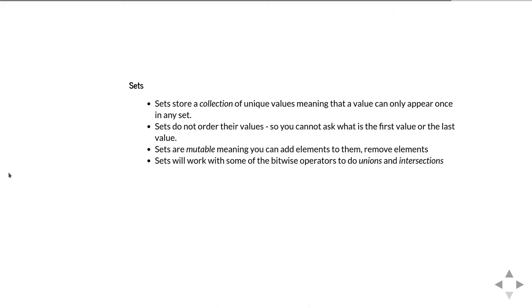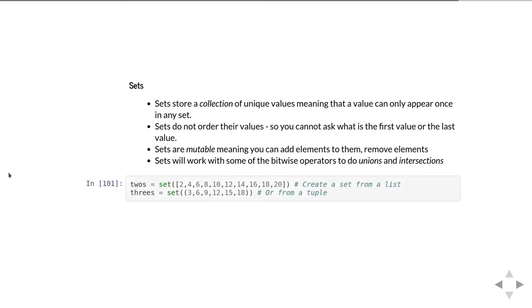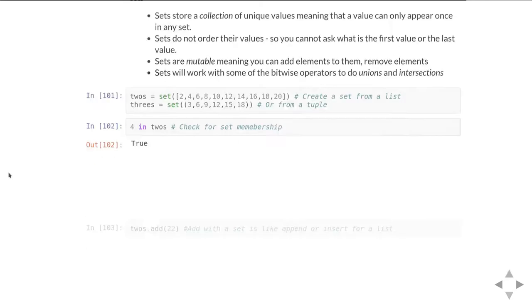And of course, again, thinking back to primary school maths and Venn diagrams, you'll have been used to thinking about the intersection of a set and the union of a set. And this you can do with the bitwise operators in Python. So here we create two sets. I've created one which is multiples of 2 and the other which is multiples of 3. So we can first of all do the obvious thing. Is 4 in the set of 2s? Yes.